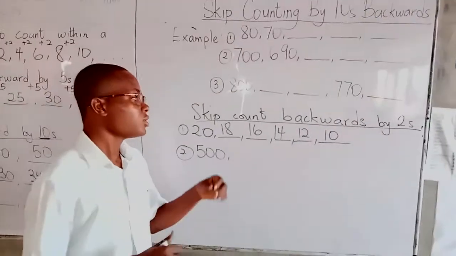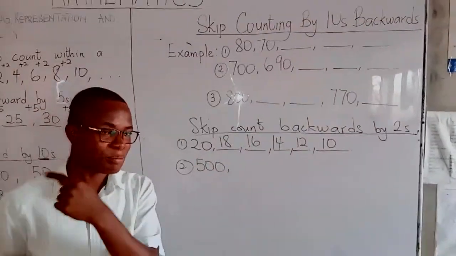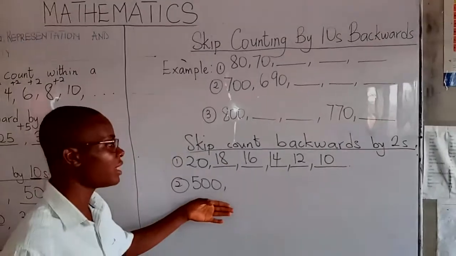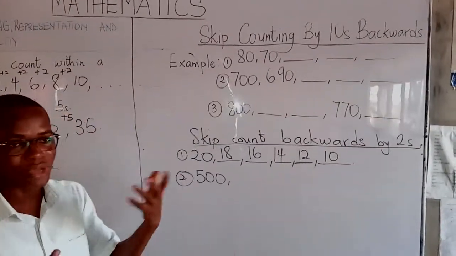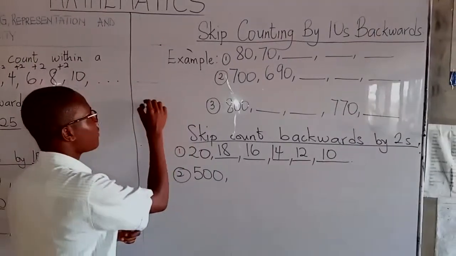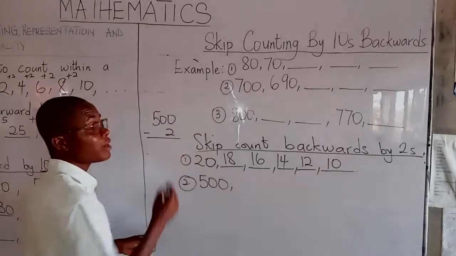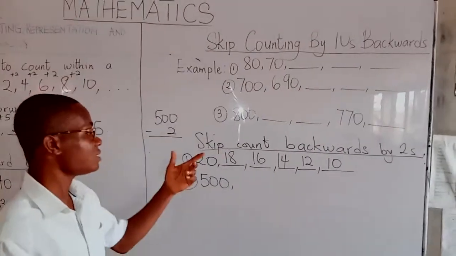So you know what? We are going to count backwards. I hope you are following. Backwards. So we have 500 here. We are going to count backwards. So we have to subtract by 2. So let's say 500 minus 2, as we did over there.